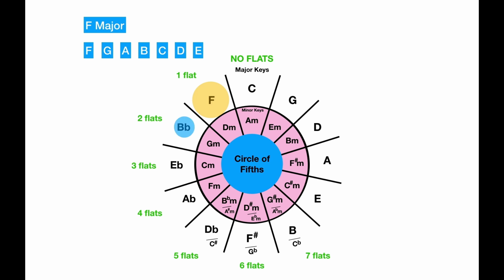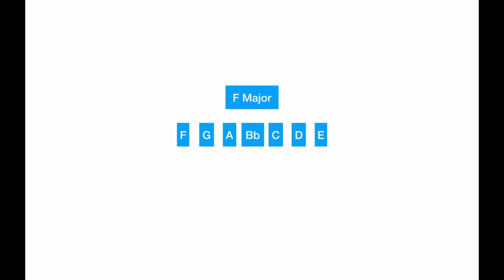Now the order of flats starts on B flat, and you work your way around the circle anti-clockwise, adding a flat to each scale. Because the F just has 1 flat, this will be B flat. So the notes of the F major scale are F, G, A, B flat, C, D and E.